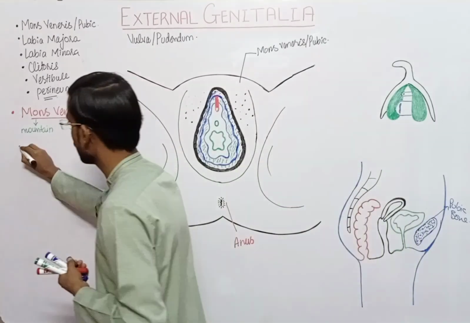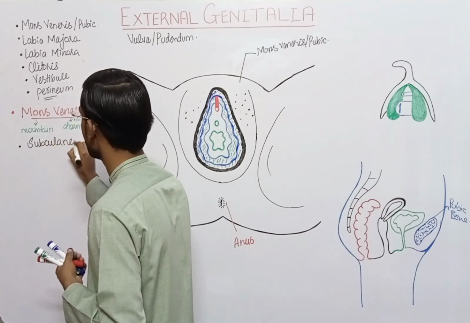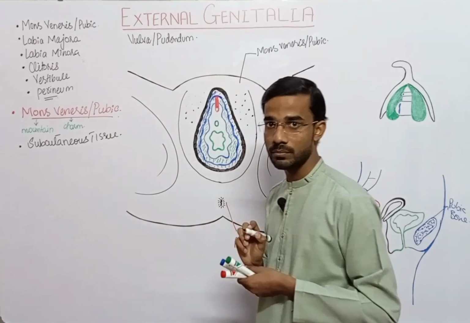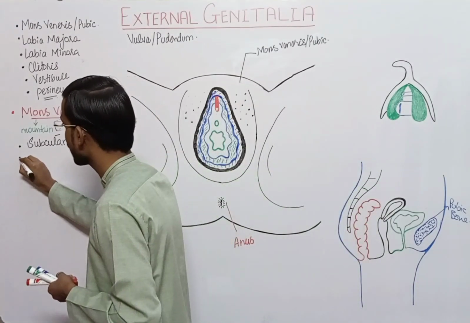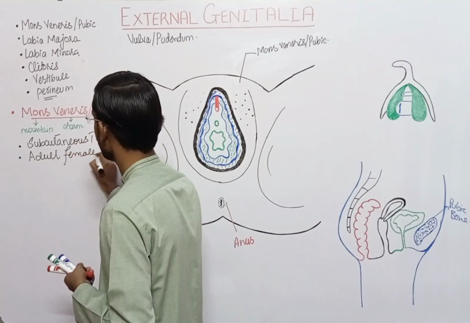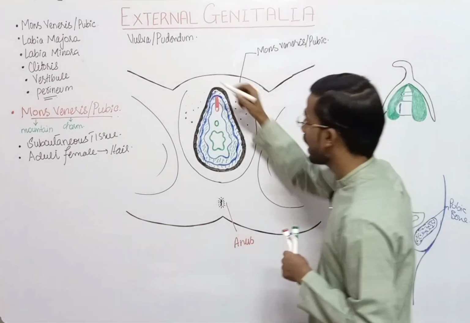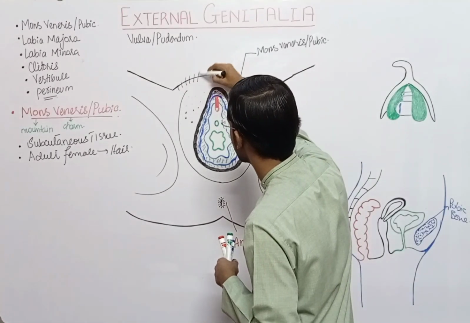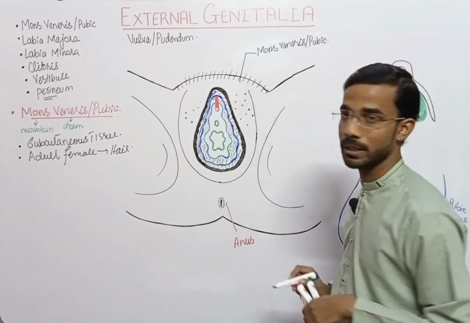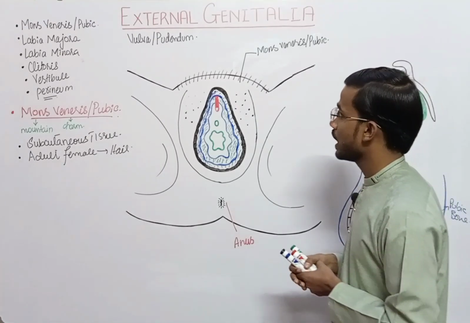The first point is the subcutaneous tissue present in the mons veneris. The second is that in an adult female you will see a lot of hair present over the mons veneris area. So this is the mons veneris area. Next is the labia majora.